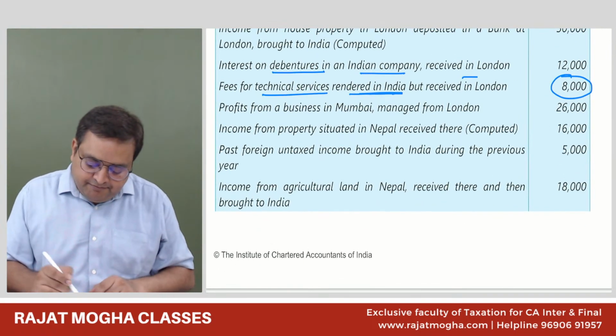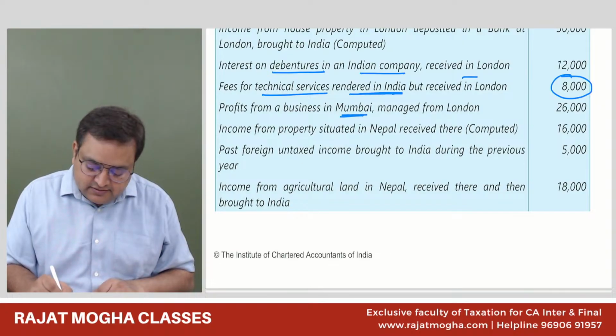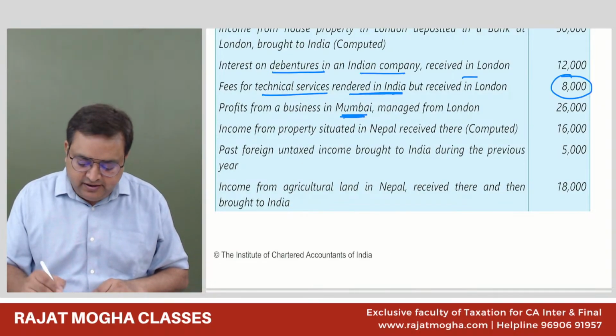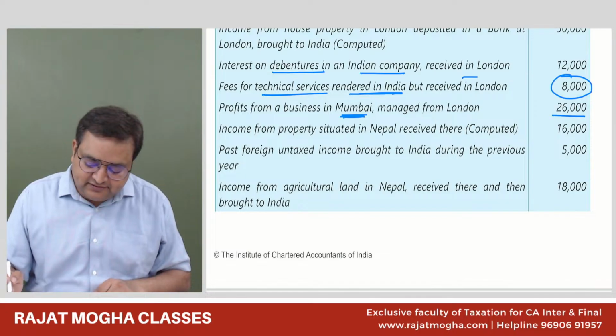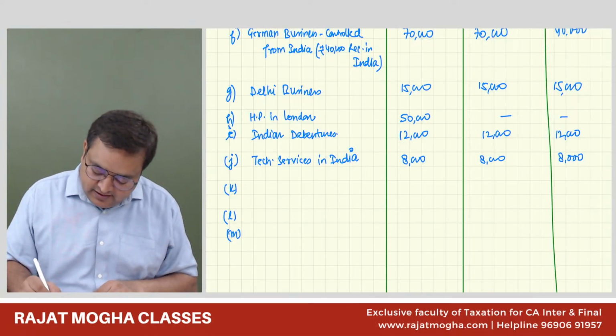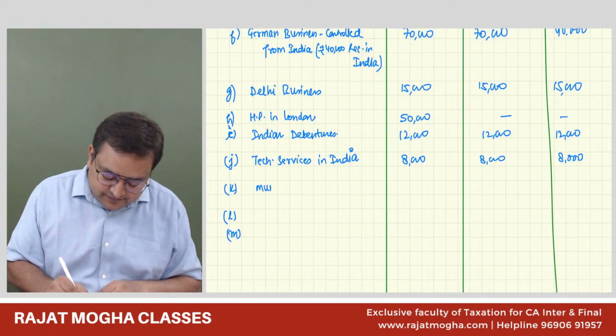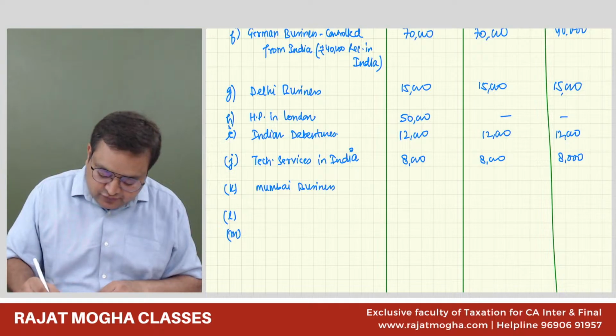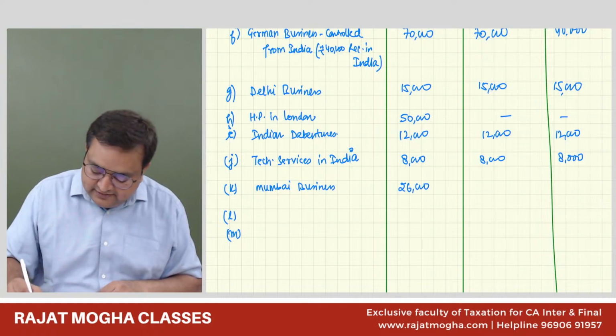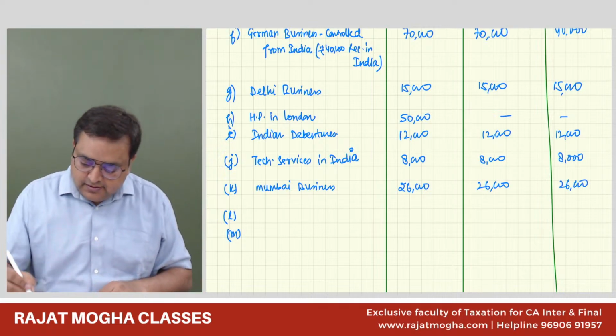Next is profit from business in Mumbai. Again, same thing. Business is in Mumbai. Everybody has to pay tax, 26. Does not matter where it is getting managed. This is a Mumbai business. Everybody has to pay tax. 26. Okay.